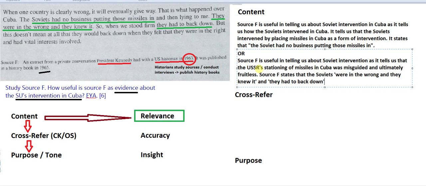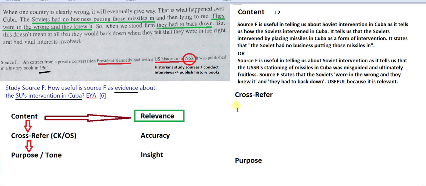So in this case it's useful because it is relevant. You see it over here, but however this will probably give you an L2, a level 2, because you're only comparing content, looking at the source on its own. The next step, of course, is to cross-refer to either your contextual knowledge or other sources.